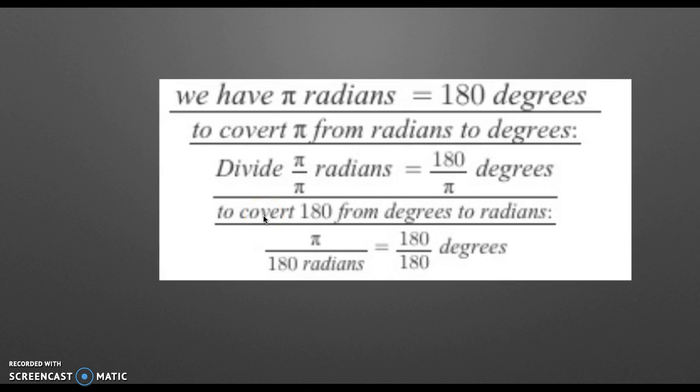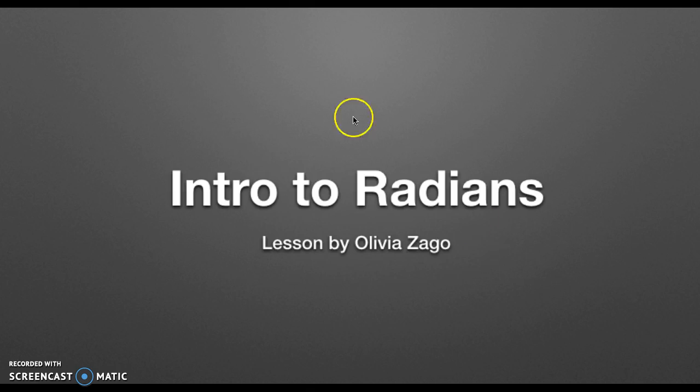And then if we wanted to convert degrees to radians, if we wanted to convert 180 from degrees to radians, we could do the same thing. 180 divided by 180 degrees equals pi radians over 180. So 180 divided by 180 equals 1 degree. So pi over 180 equals 1 degree. You now know how to convert between degrees and radians. You now know about radians.